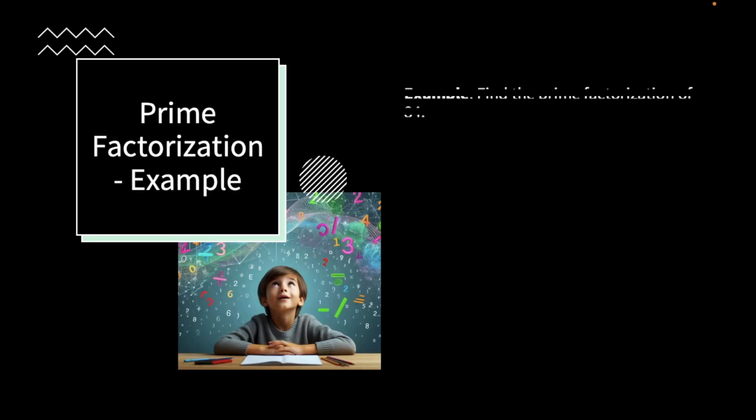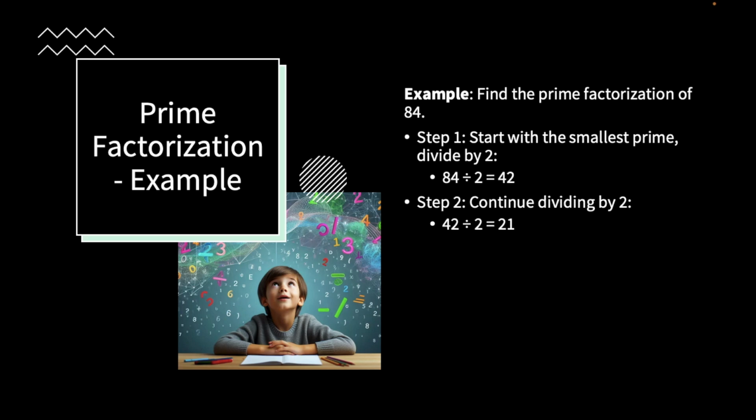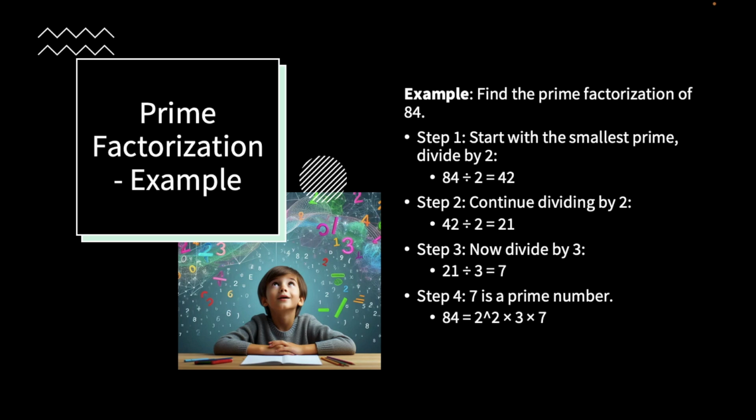Here's how you can find the prime factorization of 84. First, divide 84 by the smallest prime number, which is 2. We get 42. Then, divide 42 by 2. We get 21. Since 21 is not divisible by 2, we move to the next smallest prime, which is 3, and divide 21 by 3 to get 7. Since 7 is a prime number, the factorization stops here. So, the prime factorization of 84 is 2 squared times 3 times 7.